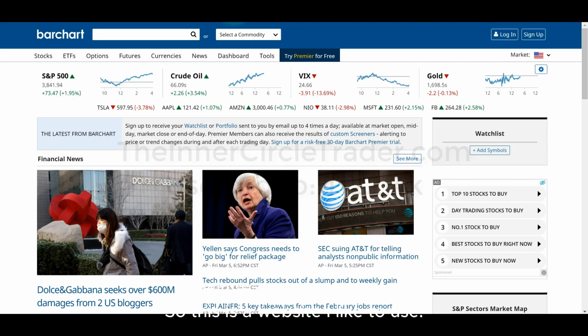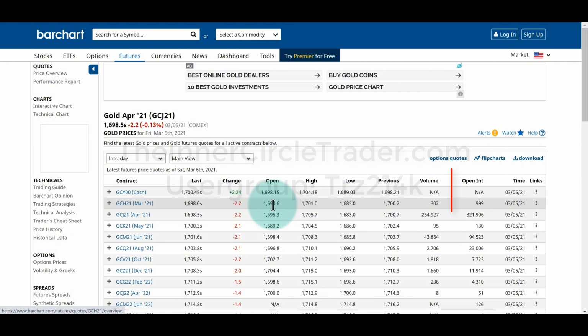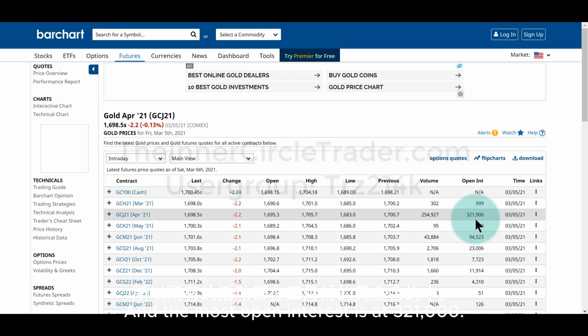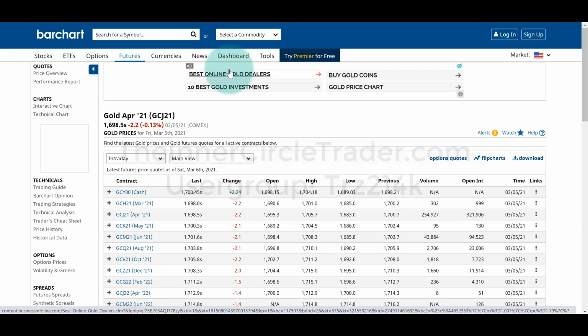So this is a website I like to use, and again, just type in barchart.com in the browser, and then you'll get this page here. And I like to look at, here's your March contract. Right over here's open interest. You see that? It's less than 1,000 contracts being traded, and the most open interest is at 321,000, almost 322,000 contracts being traded on the April contract. So all the activity is in the April contract for gold. All right, so that's the business there.